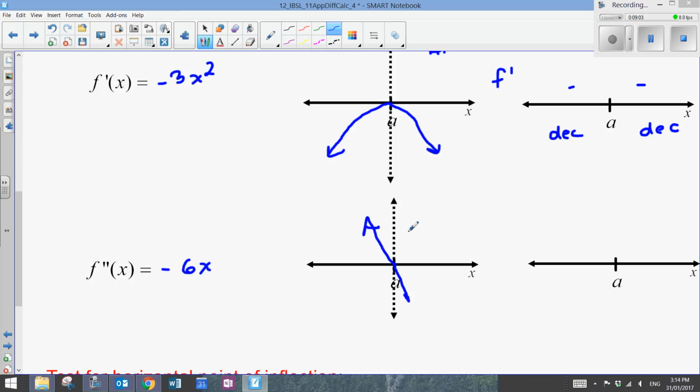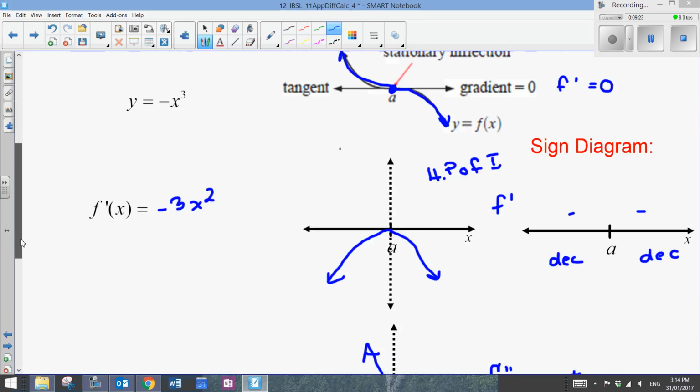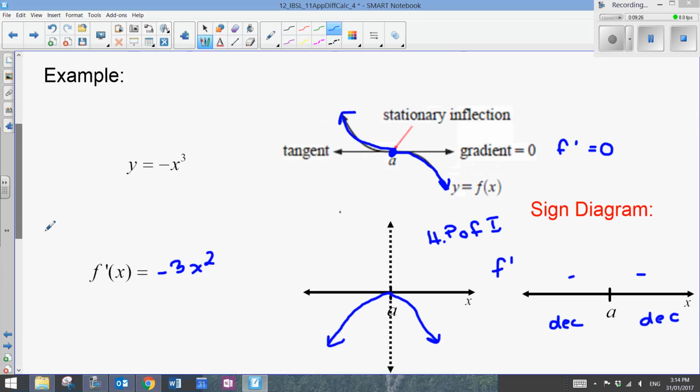And if I did my sign diagram for my second derivative, I'd wind up with positive, negative, which would mean I went from being concave up to being concave down. So you just have to analyze what you're getting in your sign diagram, and it should reinforce what the graph really looks like. So I am decreasing and then decreasing, but I went from concave up to concave down, so that means I have that horizontal point of inflection, also known as a stationary inflection, because your first derivative was equal to 0 there.